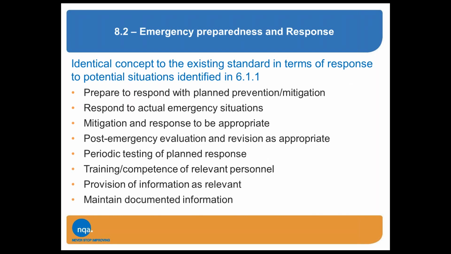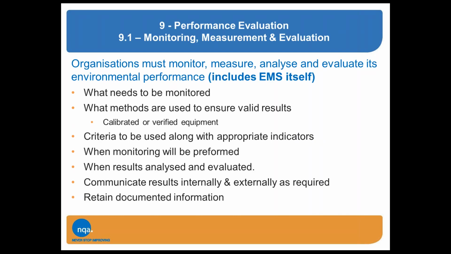Emergency prep, that hasn't changed at all, other than the change of numbering. It's all about looking at the potential situations we identified in 6.1.1 earlier, which were the risks, and preparing to respond with planned prevention or mitigation, responding to actual situations, mitigating the response if something happens, post-emergency evaluation, periodic testing, etc. That really hasn't changed from the existing state.